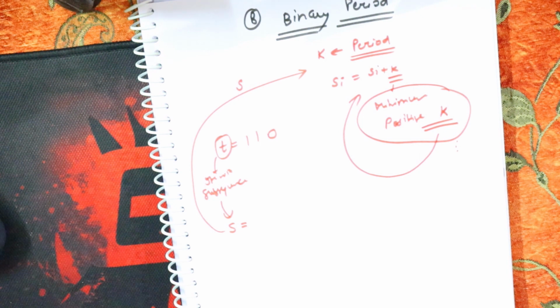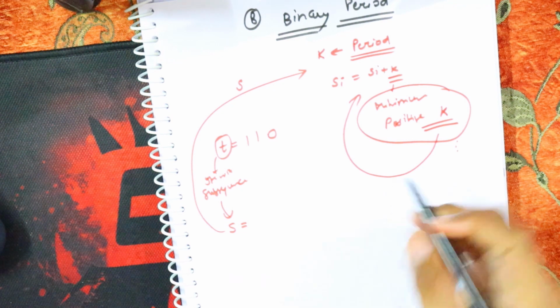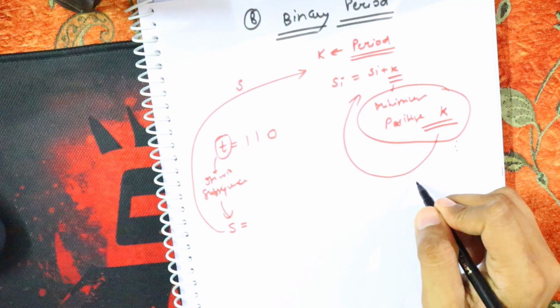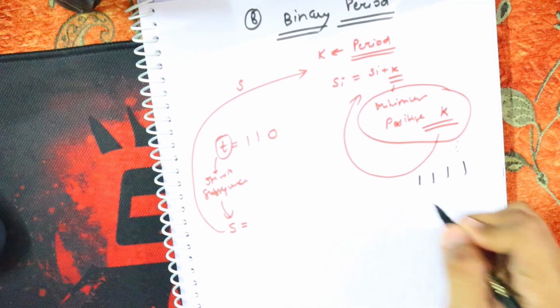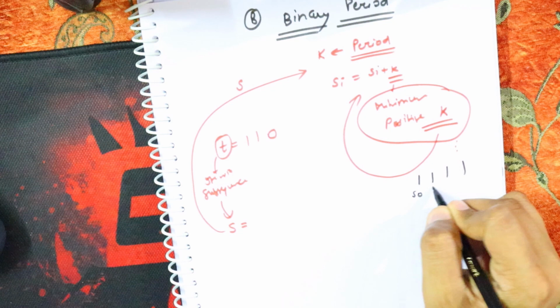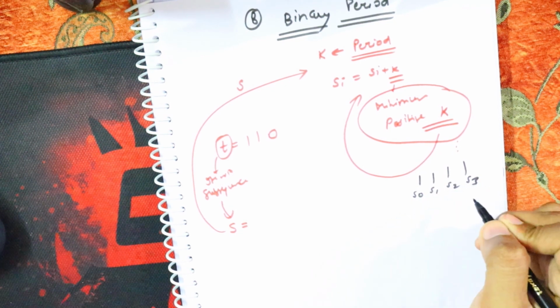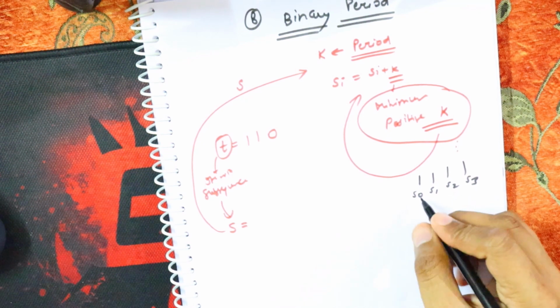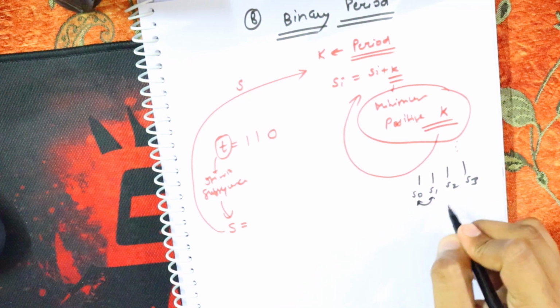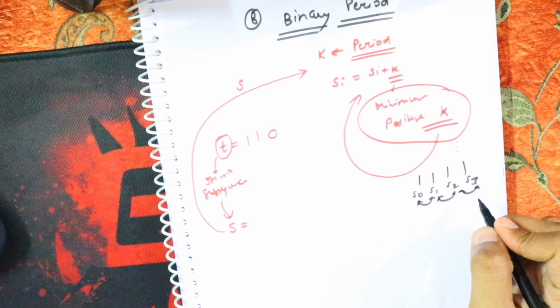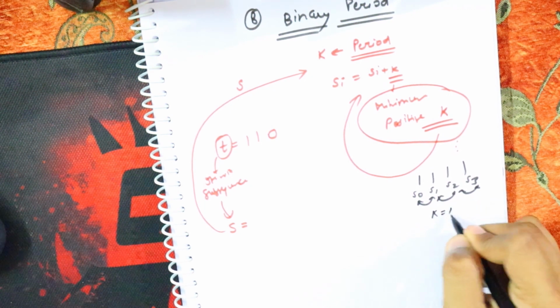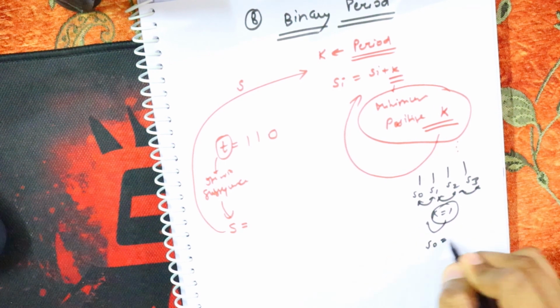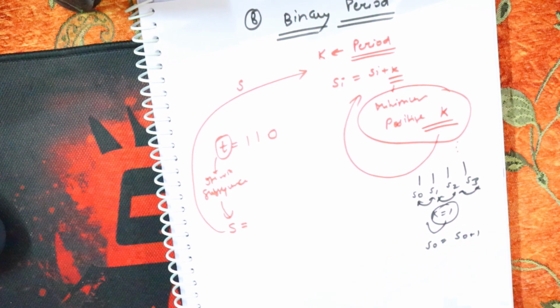So now you will be confused about what I'm saying. See, for example, if I choose 1 1 1 1, suppose it is s0, s1, s2, s3. Basically i equal to 0, i equal to 1, i equal to 2, i equal to 3. As you can see, these are all the same. So the value of k here is 1, because s0 is equal to s of 0 plus 1.